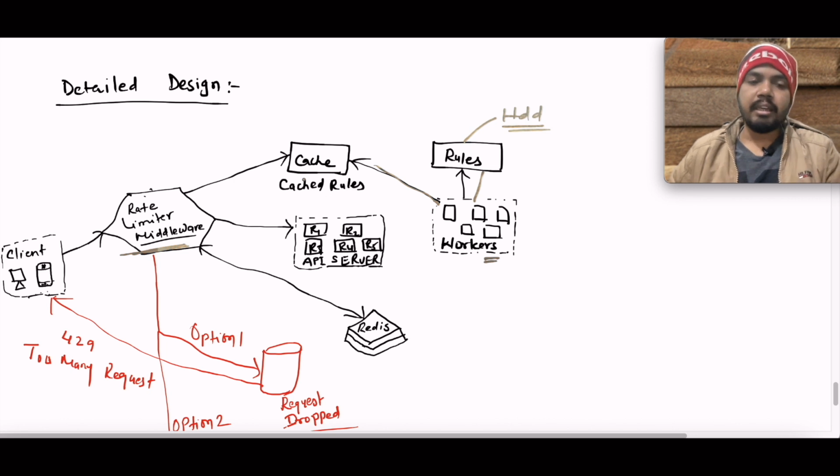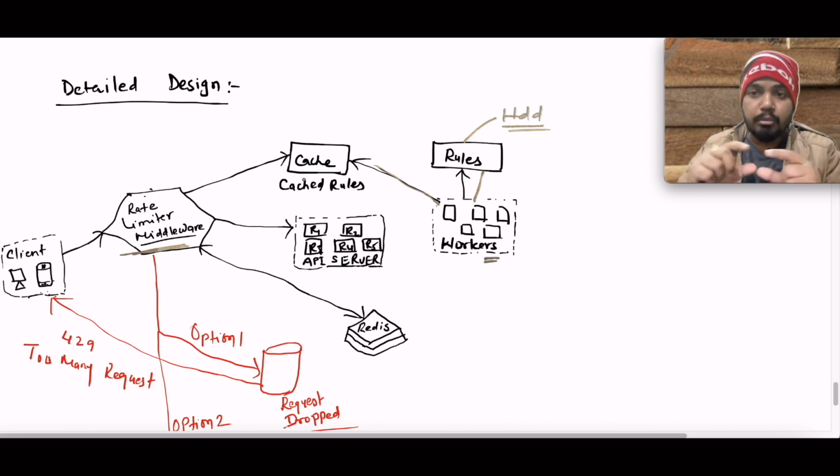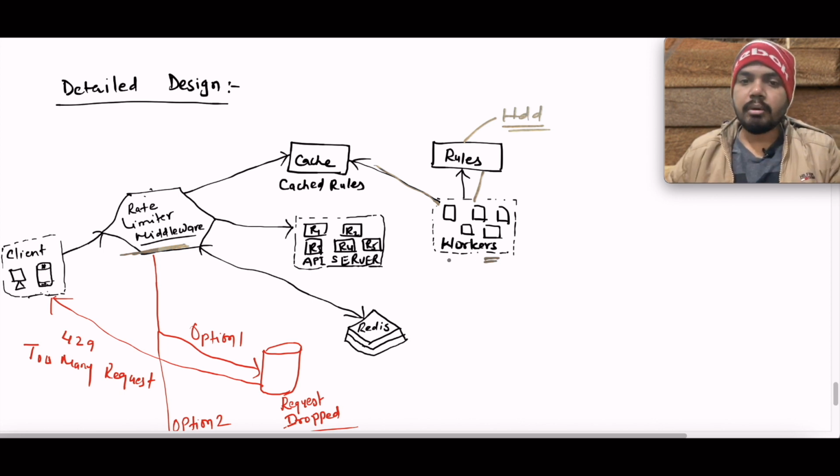In that way, the rate limiter does not have to reach the hard disk, so the communication will be much faster. This is the job of the worker: it gets the rules from the hard disk and puts them into the cache. Then here we have the API server. Whatever request passes through the rate limiter will come to the API server.